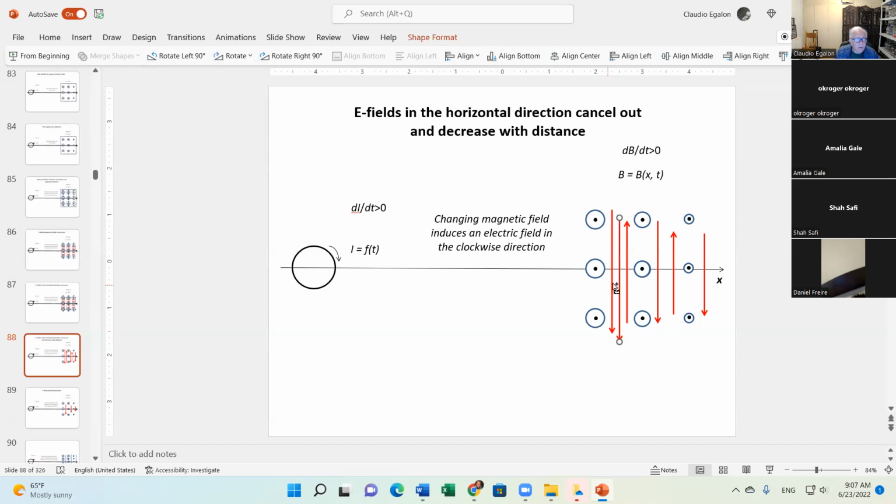I must put another electric field line here. Oh, you know what? Another electric field line here. This electric field line has the same intensity as this electric field line.